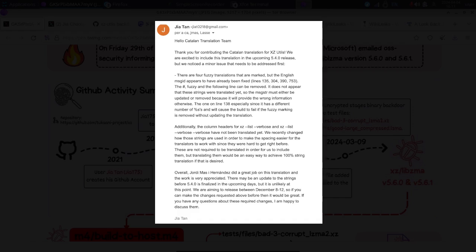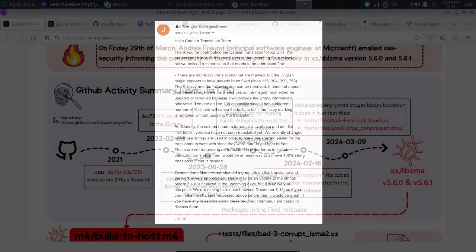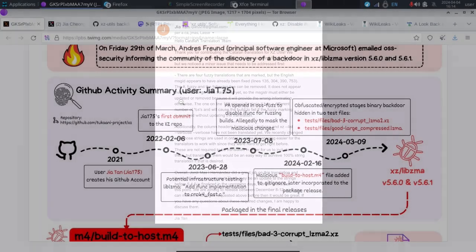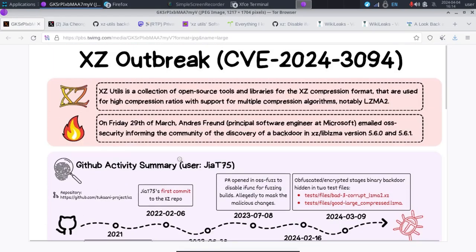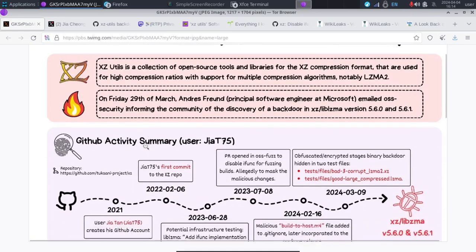And what they did was they came out to be the most helpful person on that project, a project that possibly not that many people were involved with. And because they were so helpful, eventually, after a couple years, they got the privileges to actually make changes to it. And only because of the luck of the Microsoft engineer noticing the delay in their SSH connection were we able to even find out about this backdoor.